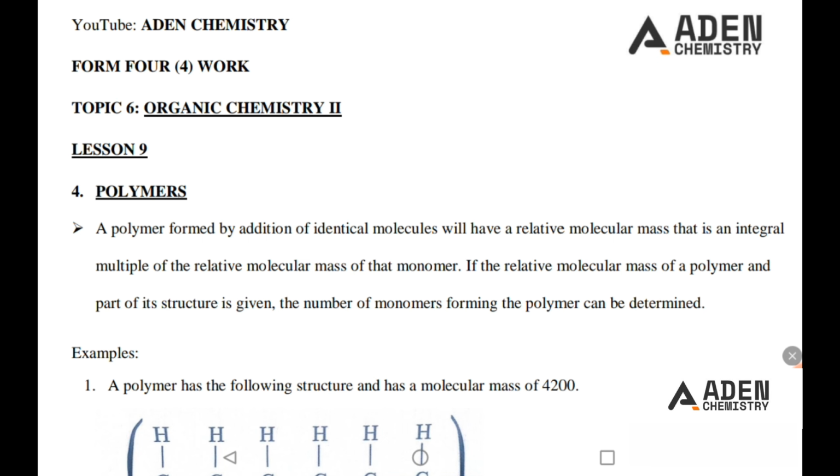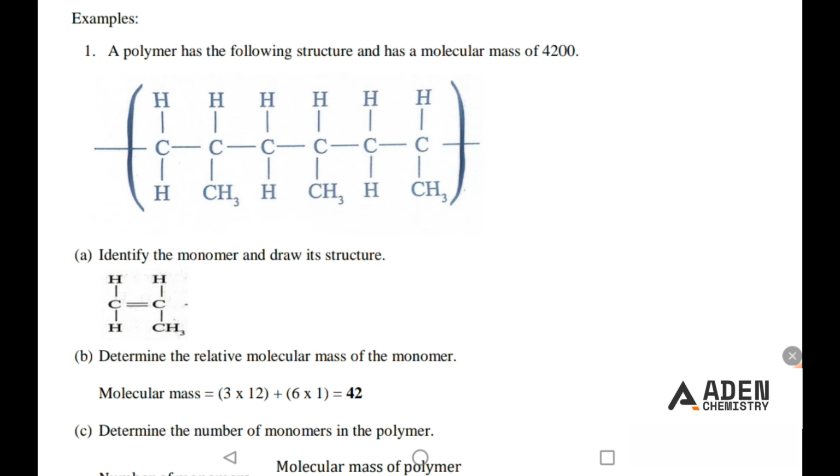So we are going to proceed to the examples. Let's do examples. We start with number 1. We are told a polymer has the following structure and has a molecular mass of 4,200. So this is the structure of the part of the polymer given. In part A of the question, we are told to identify the monomer and draw its structure.